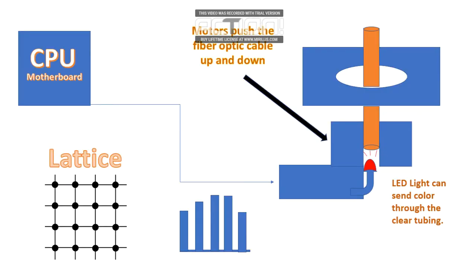In the design below, we can see that a computer would control the motors, which would then push the fiber optic cable up through a hole in a lattice, and an LED would reach from below and display color through that clear fiber optic cable. This would allow the children, through a lattice, as shown in the bottom left corner, to touch the things that they're trying to learn. They're able to fully understand.